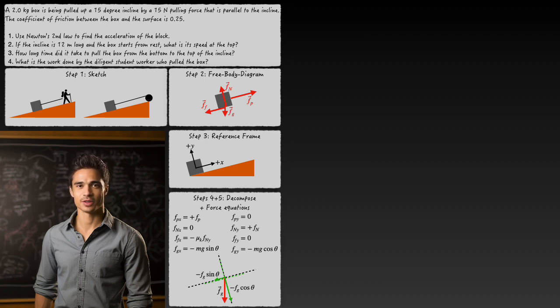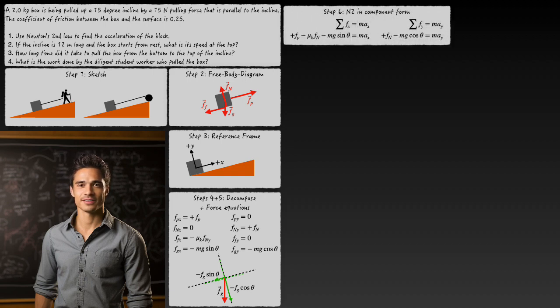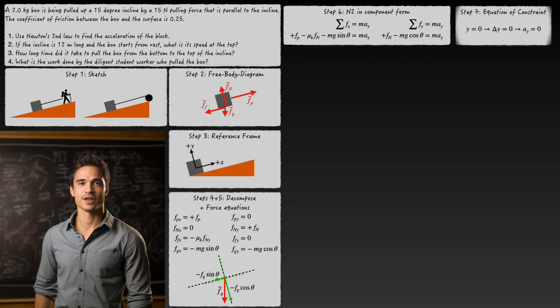Finally, we can insert the force components into Newton's second law in component form, that is, in its x and y components. We now have two equations but three unknowns, the normal force and the two acceleration components. This is not in our favor. Fear not, my darlings, the equation of constraint is our savior, as it often will be.